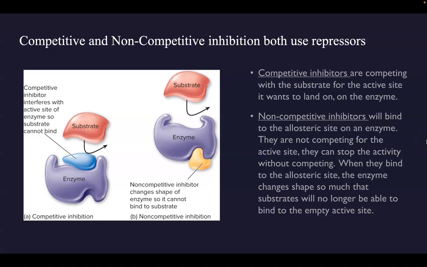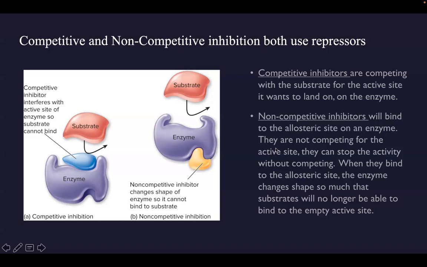Also, we have competitive and non-competitive inhibition that both use repressors. Competitive inhibitors are competing with the substrate for the active site that it wants to land on the enzyme. We've got competition. They're both trying to land. The competitive inhibitor interferes with the active site. You can see the substrate that is intended for the enzyme is like, oh, there's no space for me. It's competitive. They're competing for the same site to land in.